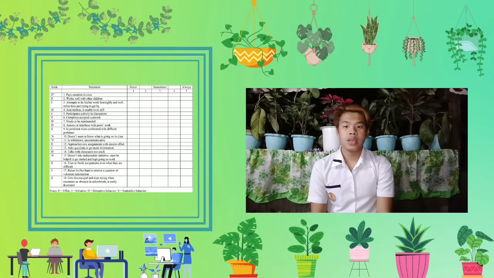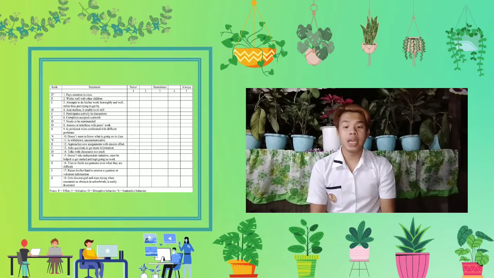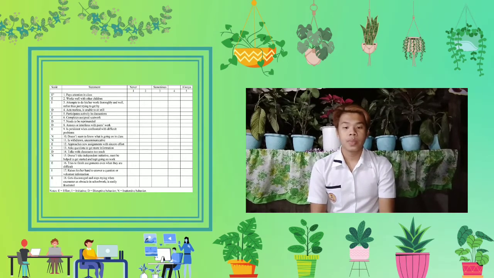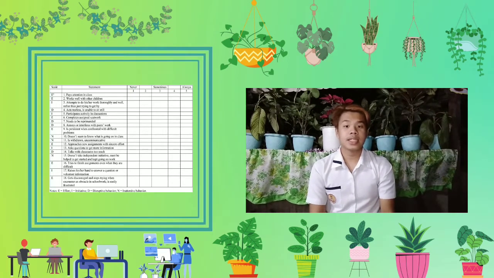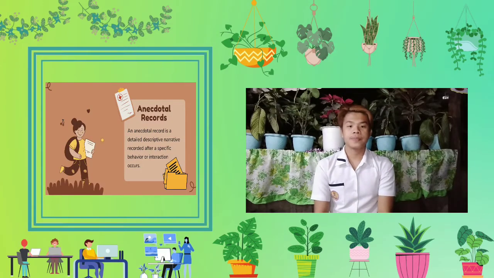As you can see, you can see a scale, notes, the statement. So by the way, if you have a question regarding the observation checklist, you can comment in our comment section box. Next one is anecdotal records.